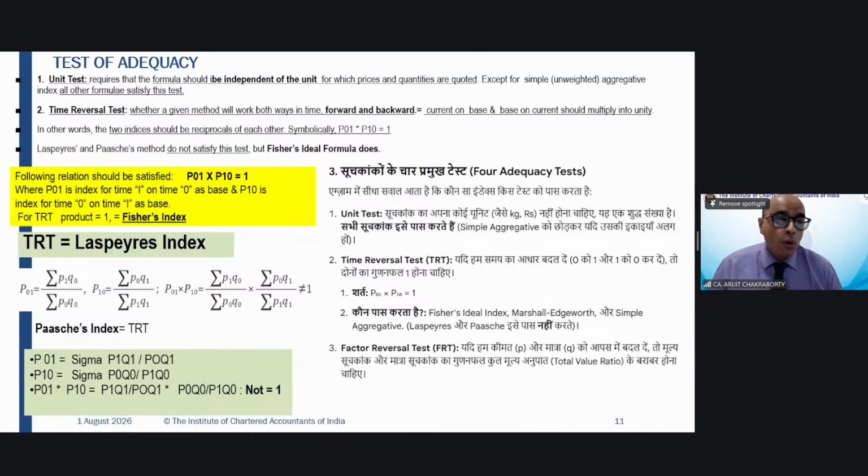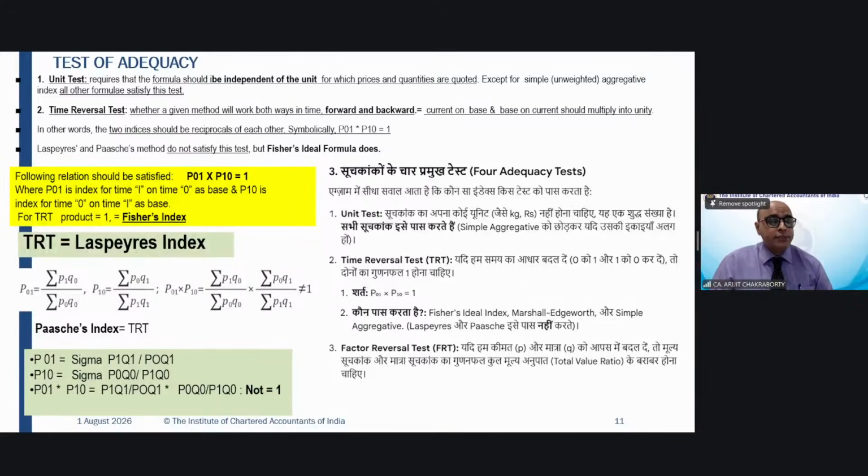So चारों जो adequacy test, सूचकांक के जो 4 प्रमुख टेस्ट होते हैं, so एग्जाम में सीधा सवाल आता है कि कौन सा इंडेक्स किस टेस्ट को पास करता है. You can see some of these important points I have reproduced in Hindi for your reference. Unit test, सूचकांक का अपनी कोई यूनिट, जैसे केजी, सेंटीमीटर, ओके, रुपए, इंडियन करेंसी, डॉलर, ये सब कुछ नहीं होनी चाहिए. सो ये एक शुद्ध संख्या है. सारे सूचकांक इसे पास करते हैं सिंपल एग्रीगेटिव इंडेक्स को छोड़ के.